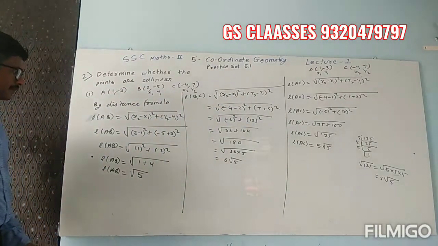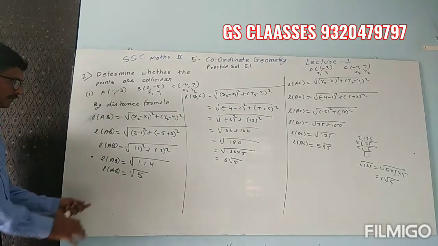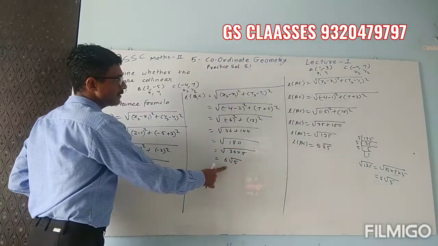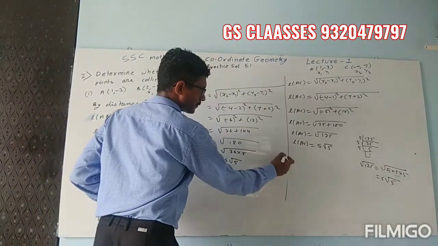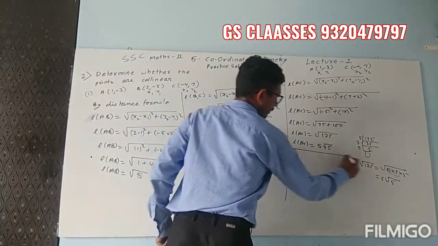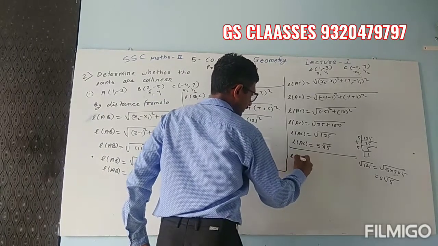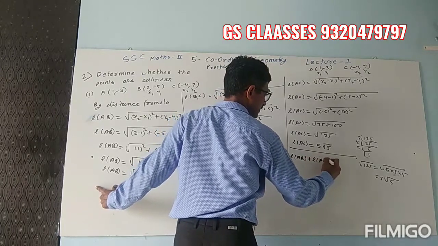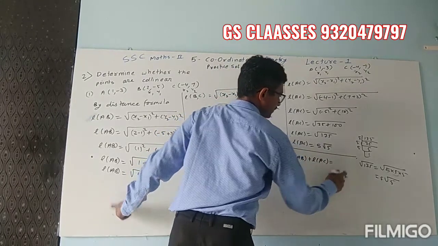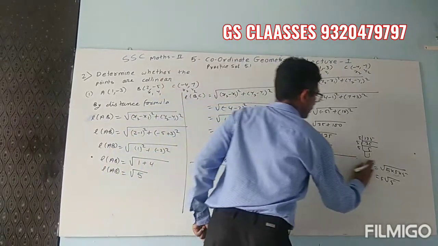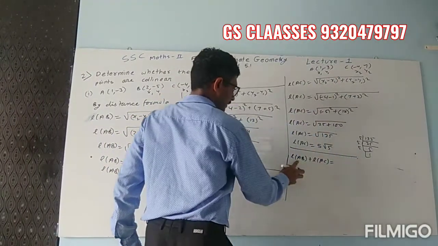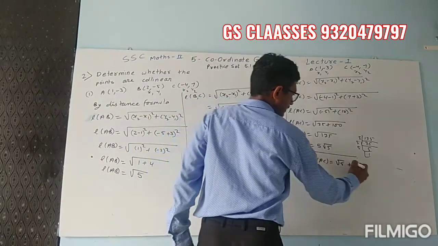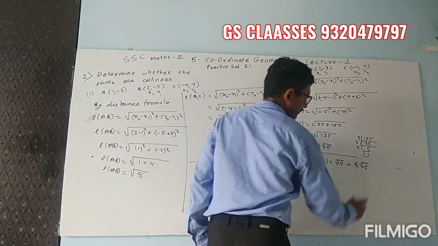Now children, you can see that length AB plus length AC equals length BC. We will prove it. Length AB plus length AC equals what? Length AB is root 5. Length AC is 5 root 5.